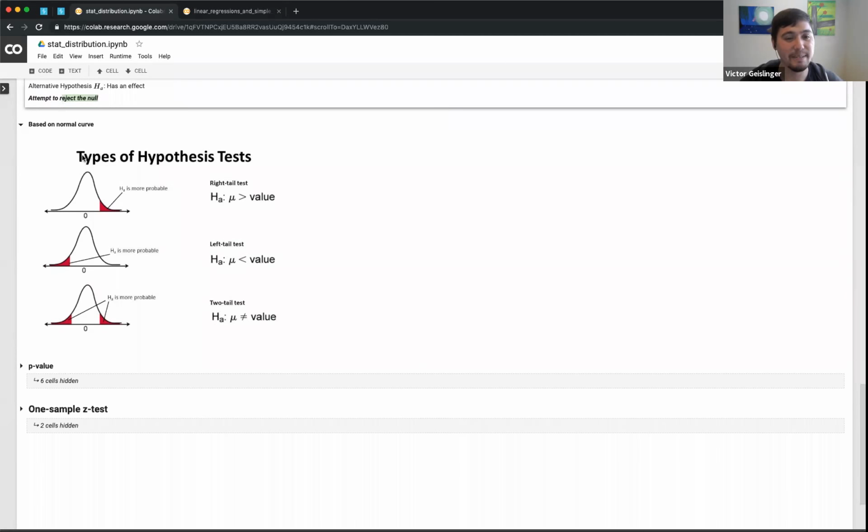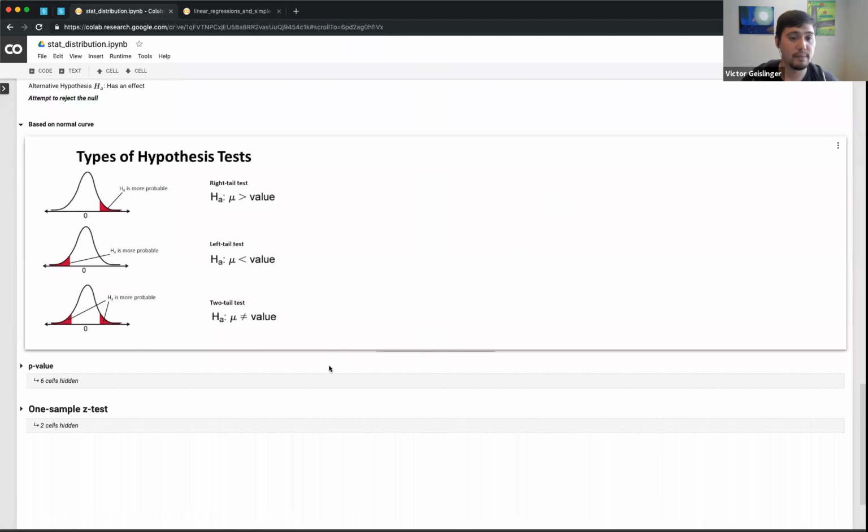Anyway, there are types of hypothesis tests right here. Basically you're looking at either one part of the tail, saying, oh, is the mean more or is the mean less? Or you can say it's just the mean different. And that's what these parts are. So you hear right tail test, left tail test, two tail test.